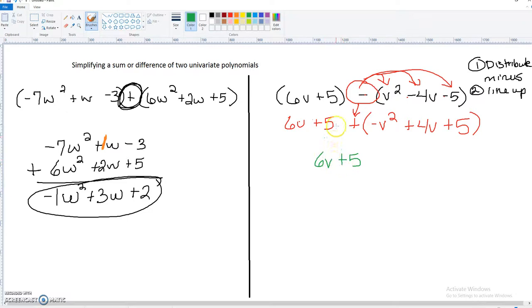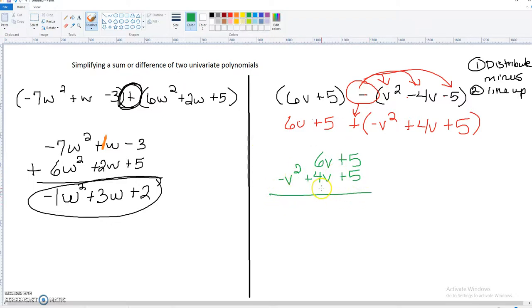Now I've picked this example because if you notice in here we've got a v squared, and in the first polynomial we didn't have a v squared. But we know that v squared needs to be over here. It needs to be in front. And then our 4v plus 5. Notice I lined up the single numbers, the single letters, and I've got that squared out front.